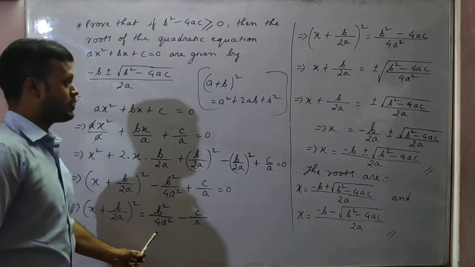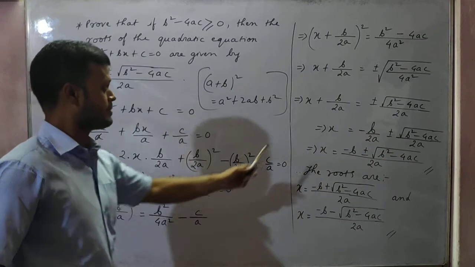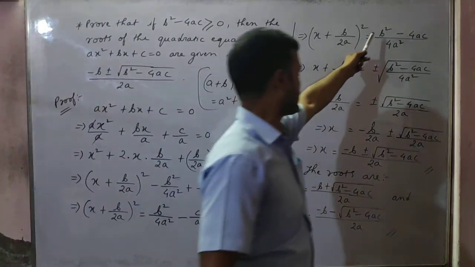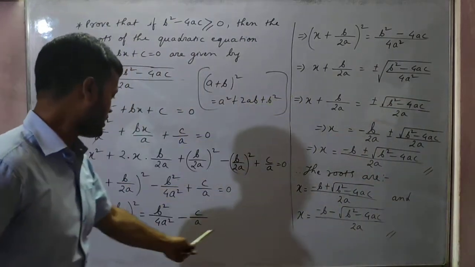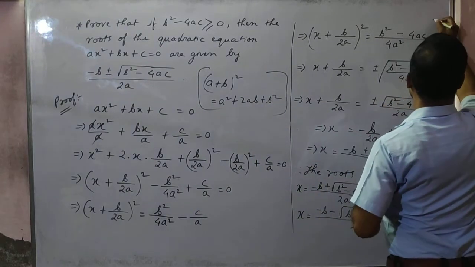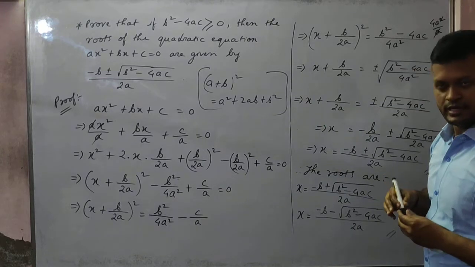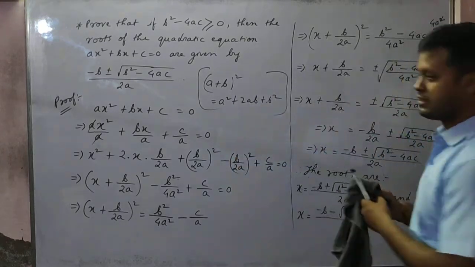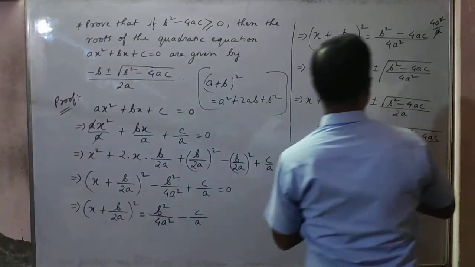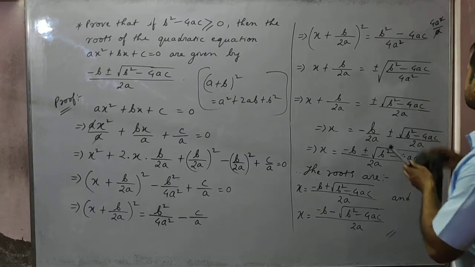So 4a square will go how many times in 4a square? If you divide this 4a square by this 4a square, one time it will go. So 1 into b square. And this 4a square, if you divide by a, how many times will it go? 4a times, isn't it, students? Here 2a is there, 1a will be cancelled, so 4a times.